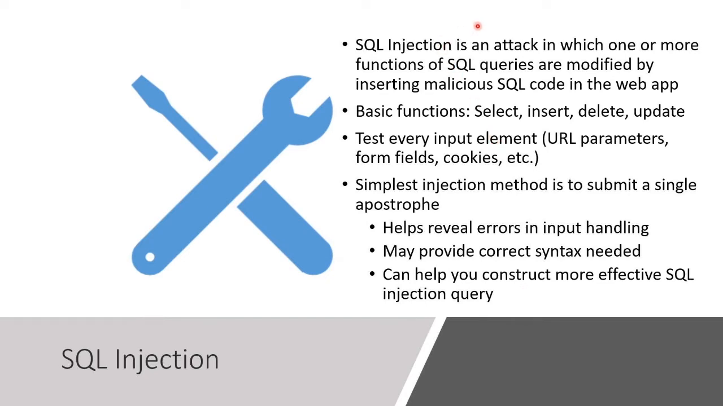So with SQL injection, we take advantage of one of these basic SQL functions, and we've talked about this already: select, insert, delete, or update. We can test input elements, and not just form fields, but URL parameters and cookies, to see if we can input SQL data here. The very simplest injection method is to put in a single apostrophe or a single quote. We've talked about this before. This by itself will reveal errors in input handling, and if you see just the right kind of errors, you can go, this thing might be vulnerable to SQL injection.